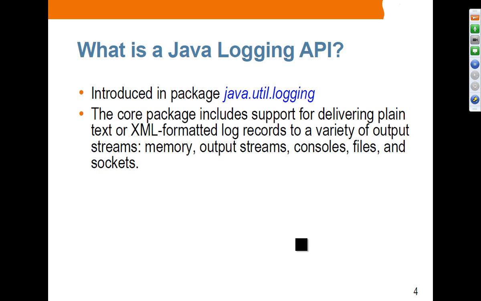Java logging APIs are present in the java.util.logging package, and the core logging package includes support for delivering plain text or XML formatted log records to a variety of output streams, such as memory, output devices like a display device, consoles, files, and sockets, and things like that.